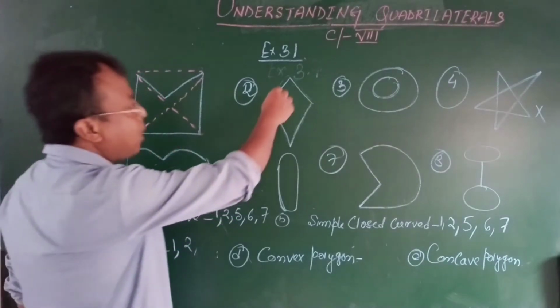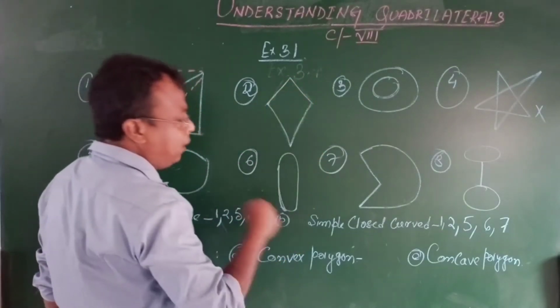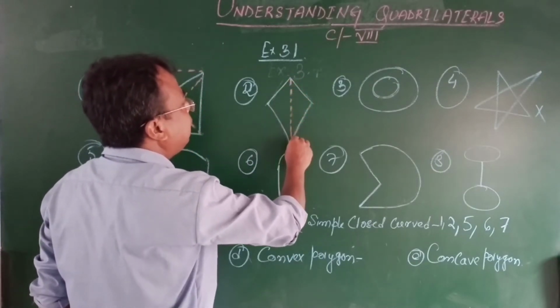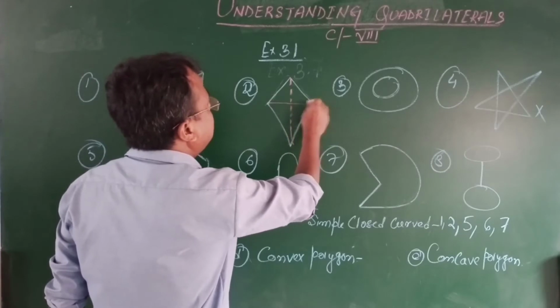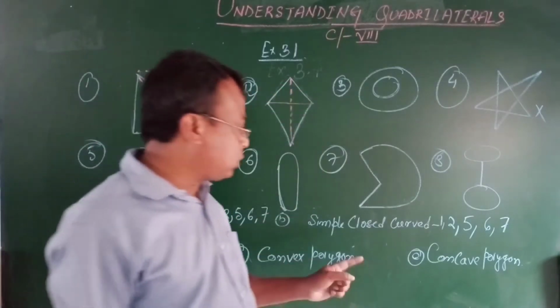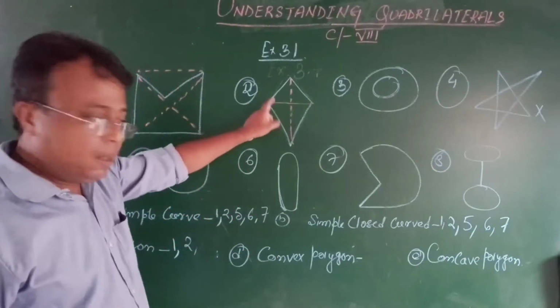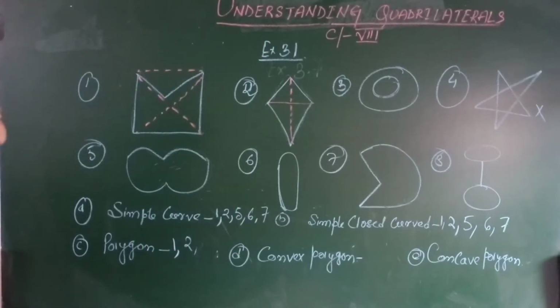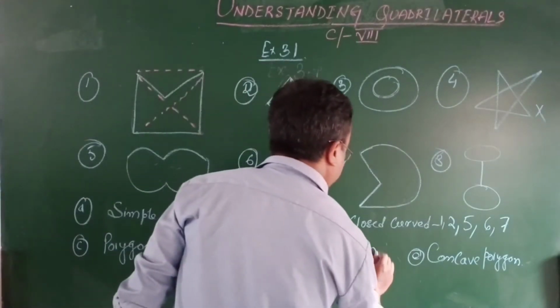Now you see this figure, whether it is a convex polygon or not. I am drawing the diagonals here. This is one diagonal, this is another diagonal. All the diagonals lie inside the polygon only. That's why Figure 2 is a what? Convex polygon.